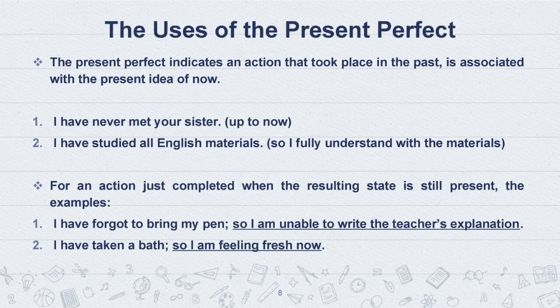The present perfect indicates an action that took place in the past, is associated with the present idea of now. For example, number 1, I have never met your sister. Up to now, it means up to now, saya belum pernah bertemu dengan saudara perempuan kamu. Continuing activities. Until now, I've never met your sister. Never with adverb of frequency.